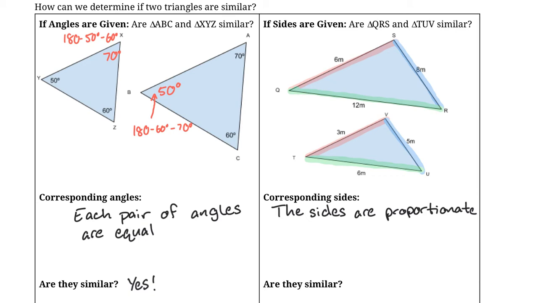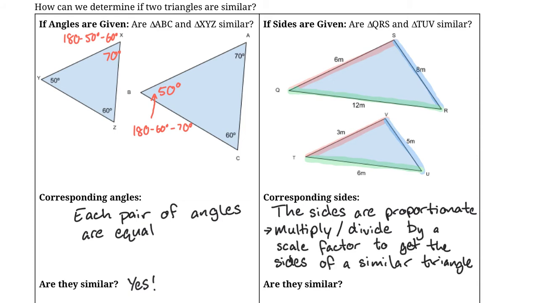And they're proportionate, so that means the ratio comparing a pair of two sides will be the same for any pair of sides in the two similar triangles. So then we should be able to take any of these bigger sides and divide by the same number to get the sides in the smaller triangle. Or if we're going from a small triangle to a big triangle, we should be able to multiply all of these sides by the same number to get the sides in the bigger triangle if the triangles are similar.